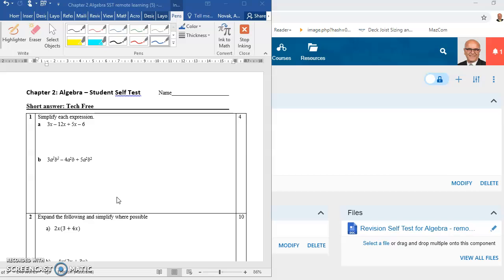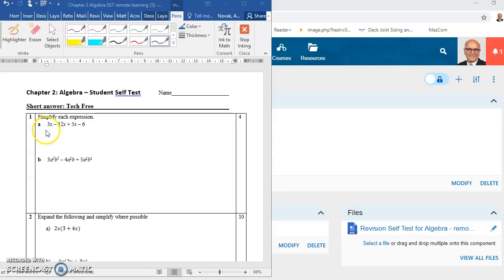So, I'm just going to quickly demonstrate how you go about checking your answers using a calculator. And this is what we'll be asking you to do on Tuesday. So, let's have a look at the three tasks. Basically, in this test, we're only testing you on how to simplify, how to expand, how to factorize. So, looking at the first one, we want to simplify this.